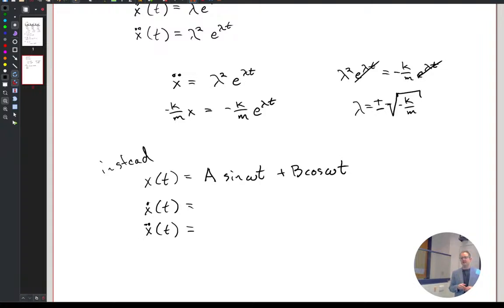Yeah. Both a and b are constants. Those are called integration constants. So they're placeholders to say, when I find a solution, I'll have to solve for those. So what is x dot and then x double dot? And then the next step is we'll plug it into that original differential equation and solve for, we won't be able to solve for a and b, but we can solve for omega.